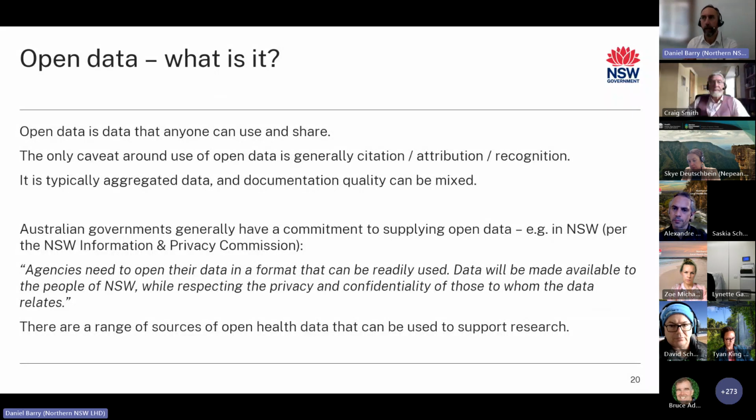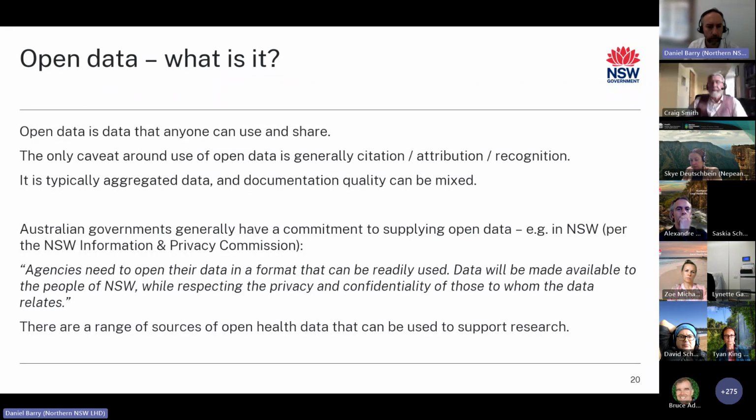So I'll talk a little bit about open data and restricted data. Open data is pretty much what it says on the packet. It's data that anyone can use and share. The only caveat around the use of open data is generally citation, attribution, recognition. It's typically aggregated data, and the documentation quality for open data can be mixed. That can be a bit of a challenge in using it. It's typically supplied in formats that are fairly easy to interact with, and it's less likely to require more specialised skills to interpret. Australian governments generally have a commitment to supplying open data.